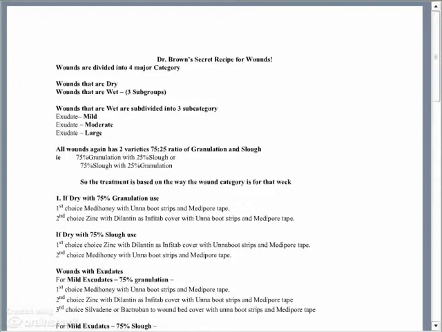The idea behind zinc and Dilantin is, as we know, when we take Dilantin orally, we get gum hyperplasia. It causes swelling or tissue overgrowth of the gums. So we use the same side effect toward producing local tissue growth.